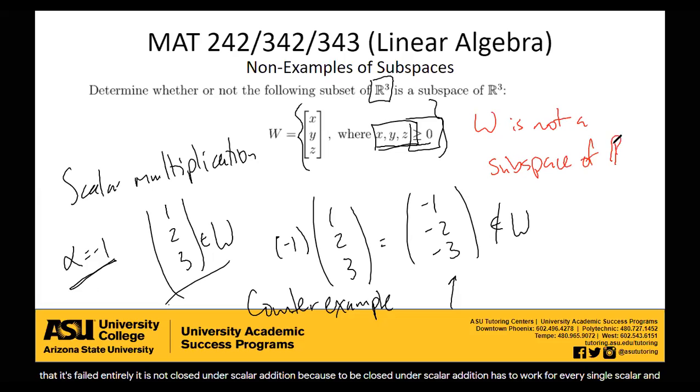So typically, it's easier to show things are not subspaces than it is to show that they are, because to show they are subspaces, you have to take two arbitrary elements, do some funky stuff with them, and show that you're still in W. But to show that they're not a subspace, you just have to find a single counterexample. That's all it takes. Either a counterexample showing that it's not closed under scalar multiplication, or a counterexample showing it's not closed under addition.